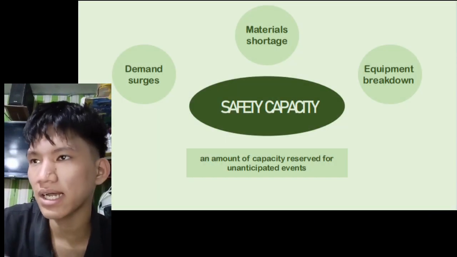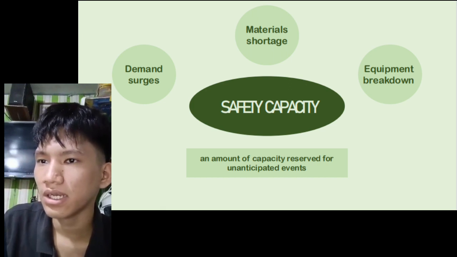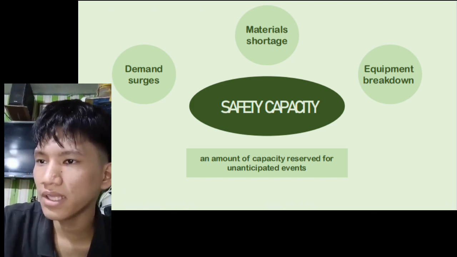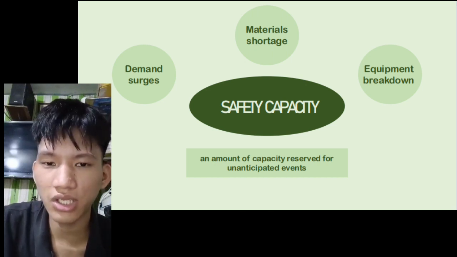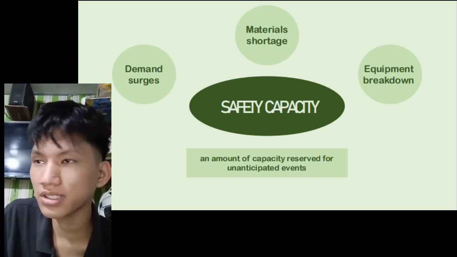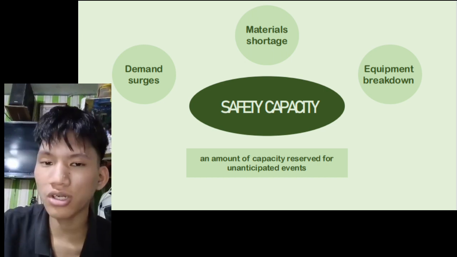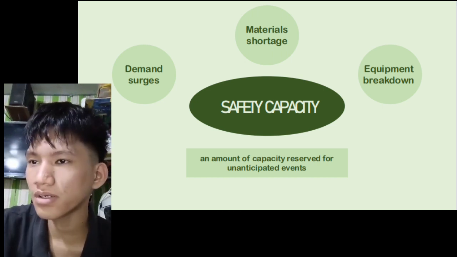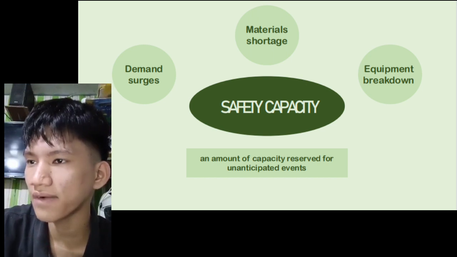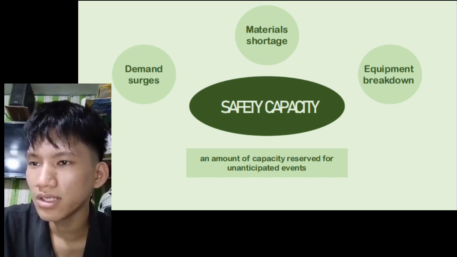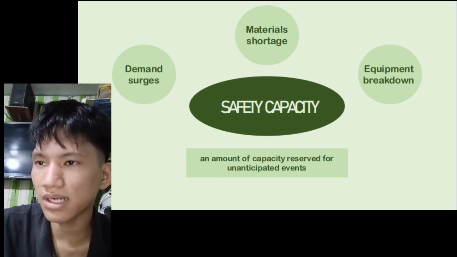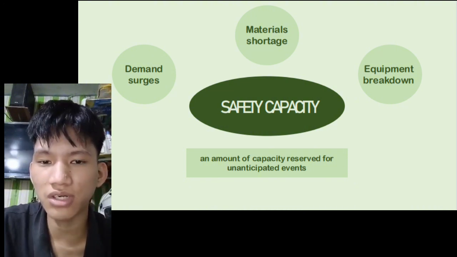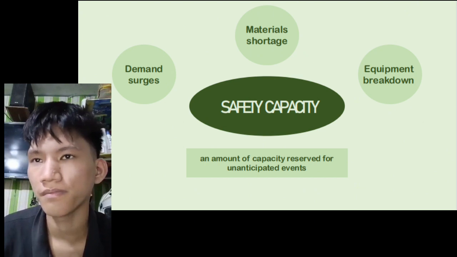Safety capacity is an amount of capacity reserved for anticipated events such as a demand surge, material shortage, and equipment breakdown. Demand surge is a socio-economic phenomenon where repair costs for the same damage are higher after large versus small-scale natural disaster. Dito naman po is pag-ayos ng mga gamit na nasira dahil sa dumating na natural disaster tulad ng lindol.